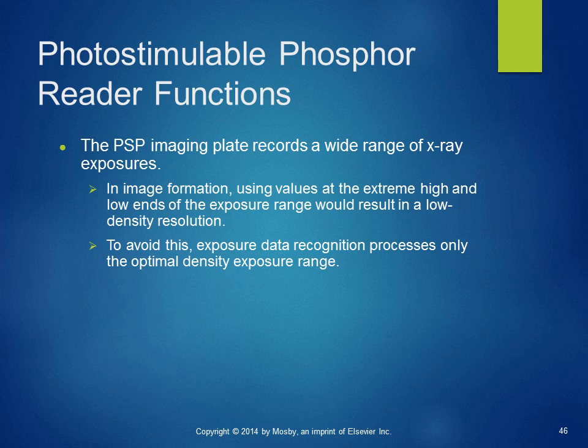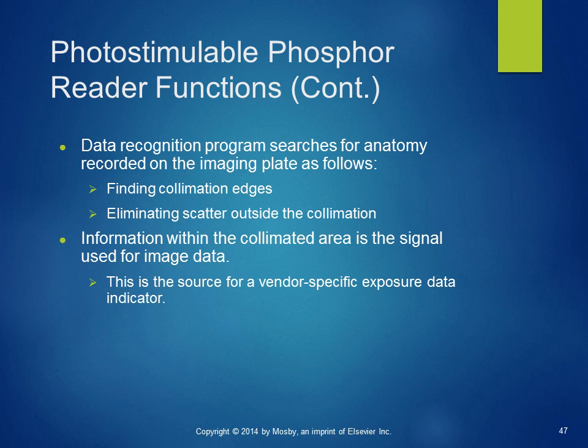Photostimulable phosphor reader functions. The PSP imaging plate records a wide range of X-ray exposures. In image formation, using values at the extreme high and low ends of the exposure range would result in a low density resolution. To avoid this, exposure data recognition processes only the optimal density exposure range. The data recognition program searches for anatomy recorded on the imaging plate as follows: finding the collimation edges, eliminating scatter outside the collimation. Information within the collimated area is the signal used for image data. This is the source for a vendor-specific exposure data indicator.